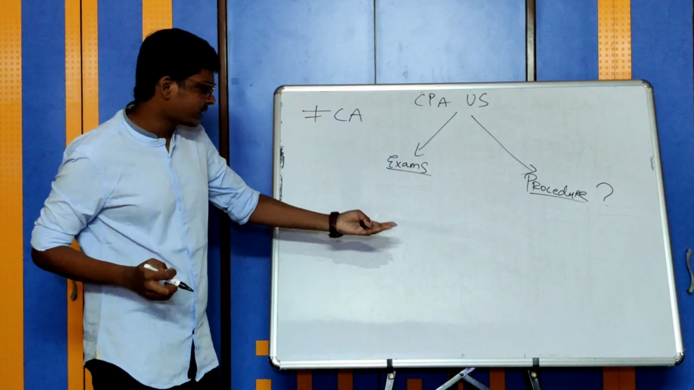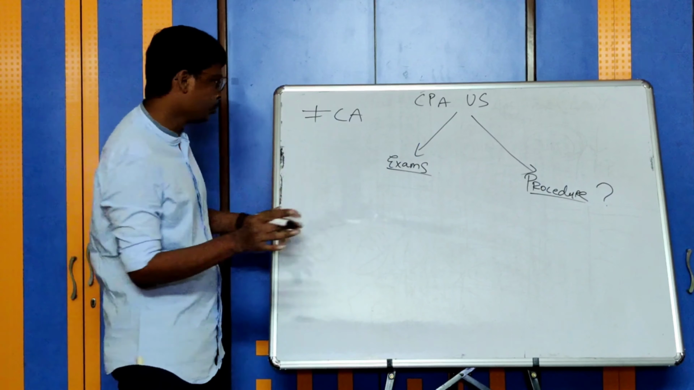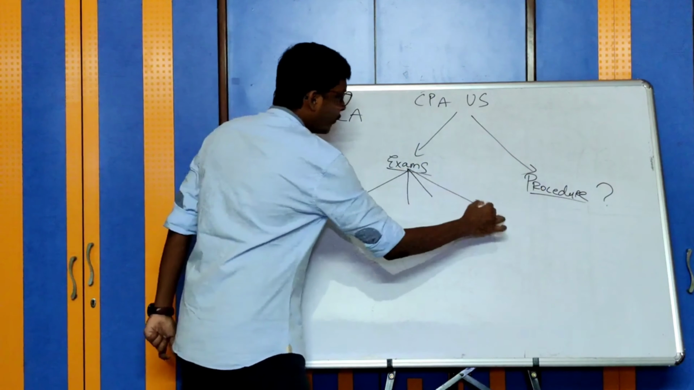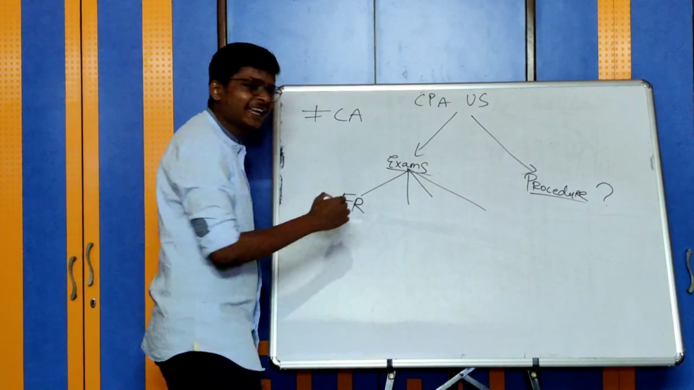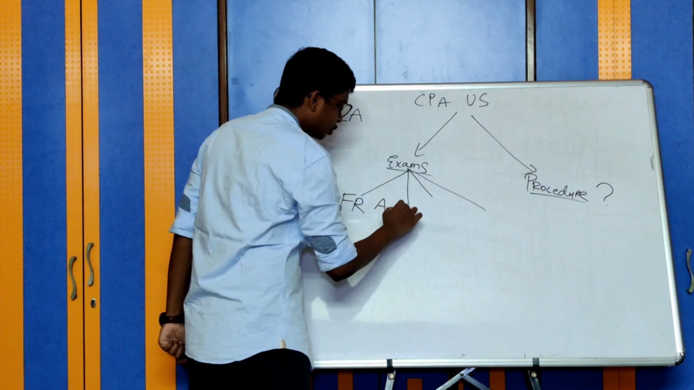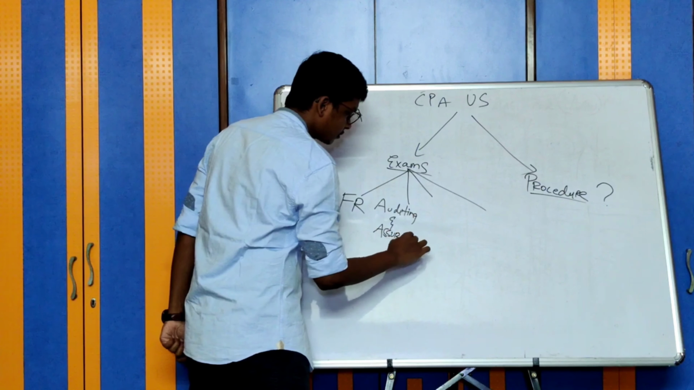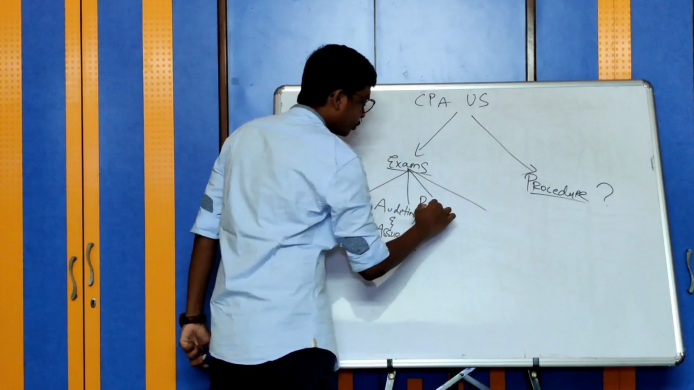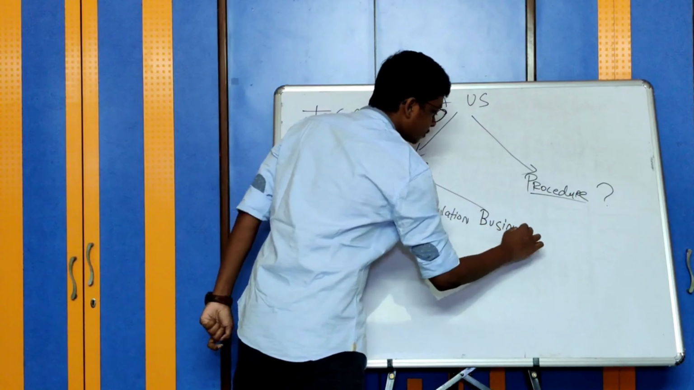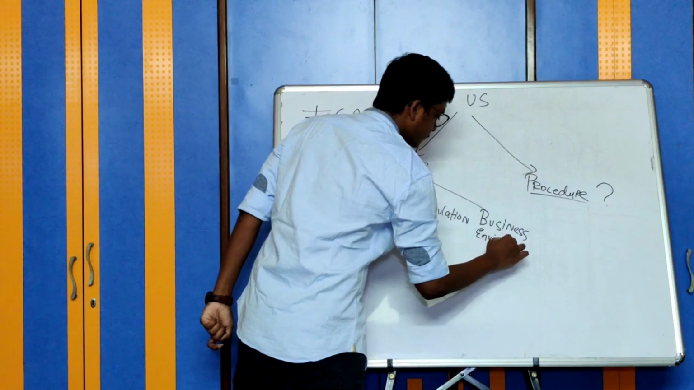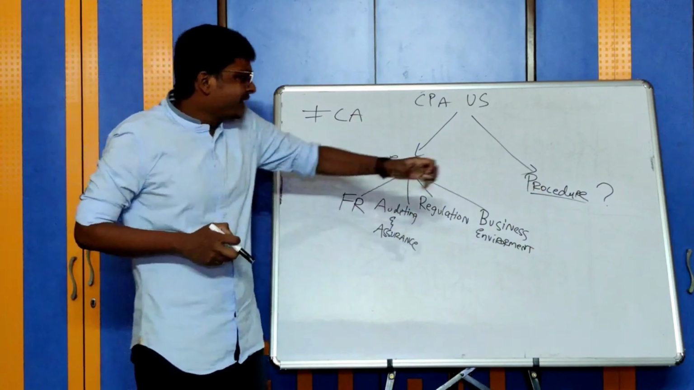Now, coming to exams, this is not like CA. In CA, we have three levels: foundation, intermediate, final. Each level has some papers you have to pass, aggregate, all that. Here they have only four papers. First paper is called financial reporting. Second paper is called auditing and assurance. Third paper is regulation. And the fourth paper is business environment. Now, who is eligible? What is the procedure? We'll see in the next section.